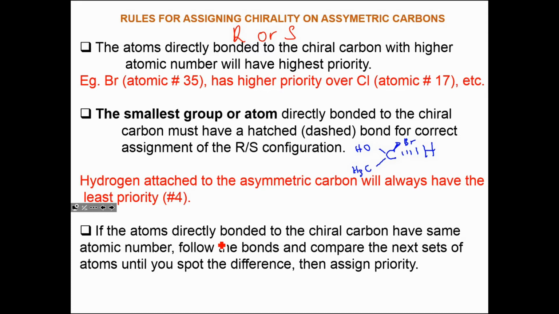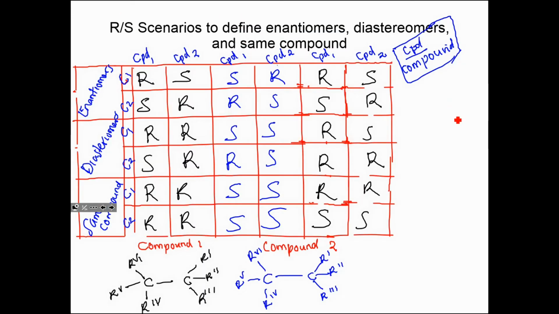Okay, if the atoms directly bonded to the chiral carbon have the same atomic number, then you have to keep following the bonds and track until you get a difference in the next set of atoms, then assign your priorities. So these are different scenarios that will help you define whether a pair of compounds are enantiomers, diastereomers, or just the same compound, if they have the same molecular weight and the same atomic number of atoms in them.